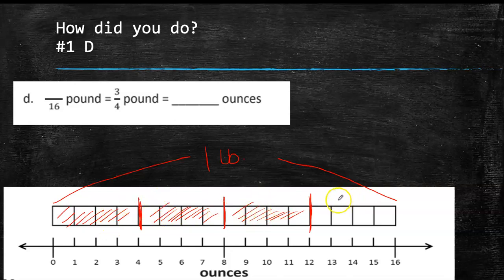I divided them into 2. And now I could count or I could look at my number line and I notice that it's 12/16 of a pound, which is equivalent to 3/4 of a pound, which now is equivalent to 12 ounces. Whoop, whoop. Great job. Kiss your brain.